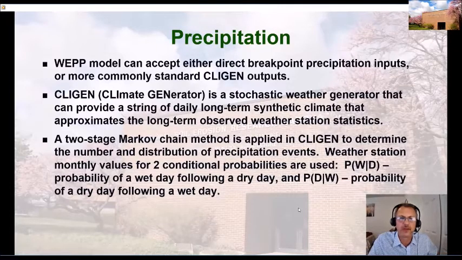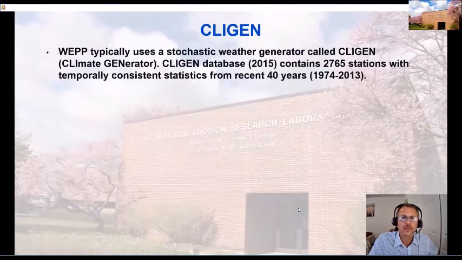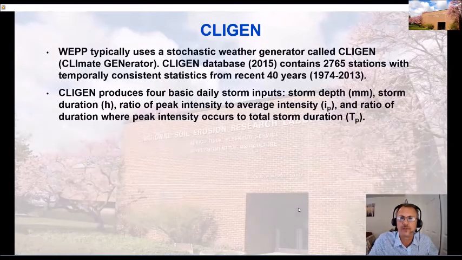The weather station values include monthly values for two conditional probabilities: the probability of a wet day following a dry day and a dry day following a wet day. Other equations in CLIGEN are used to determine the storm depth, storm duration, the time to peak, and the peak intensity from the weather station statistical values. WEPS typically uses this stochastic generator. The database contains 2,765 stations with temporally consistent values from the recent 40 years of 1974 to 2013.